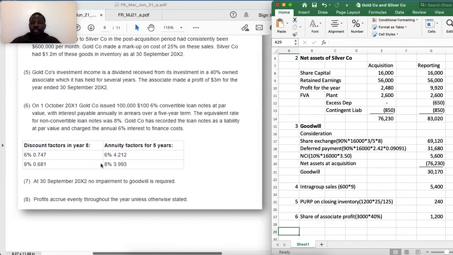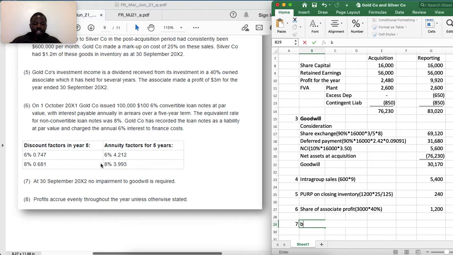Now let's go to note number 6. Note number 6 here, it's a convertible loan note or convertible bonds, but convertible loan notes.